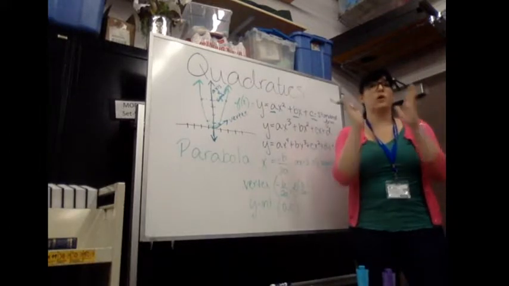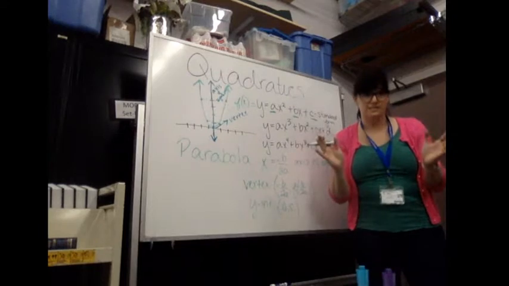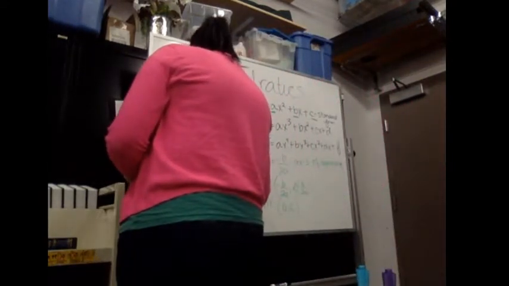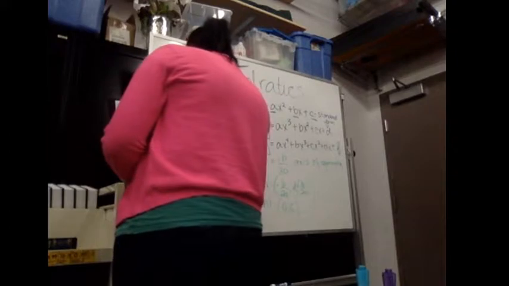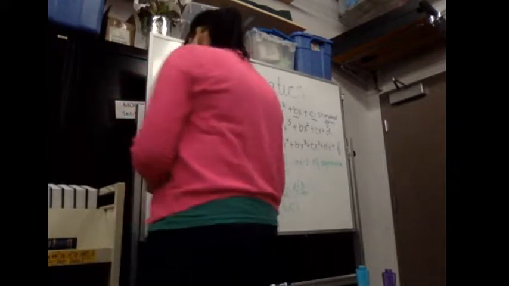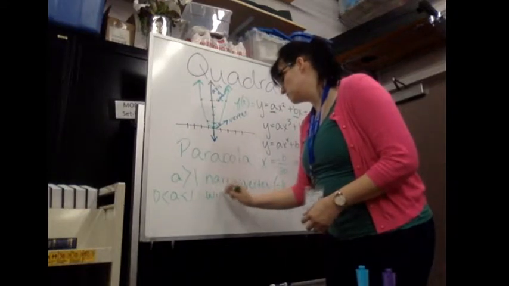A tells you how steep or narrow or wide a parabola is. So if a is bigger than 1, it's a narrow parabola. And if a is in between 0 and 1, meaning it's a fraction, it's a wide parabola.